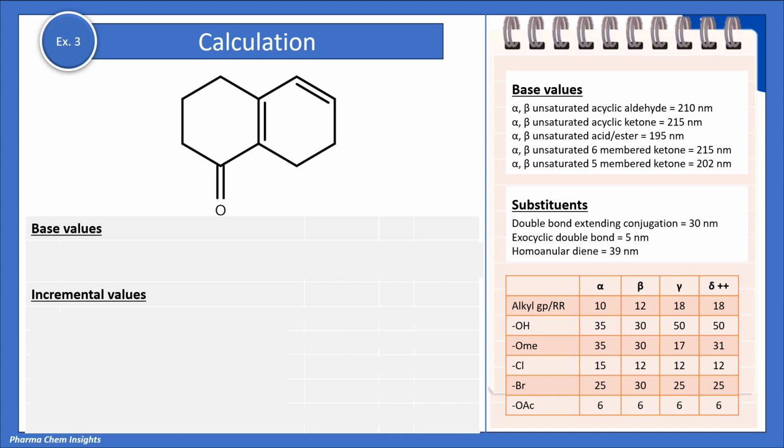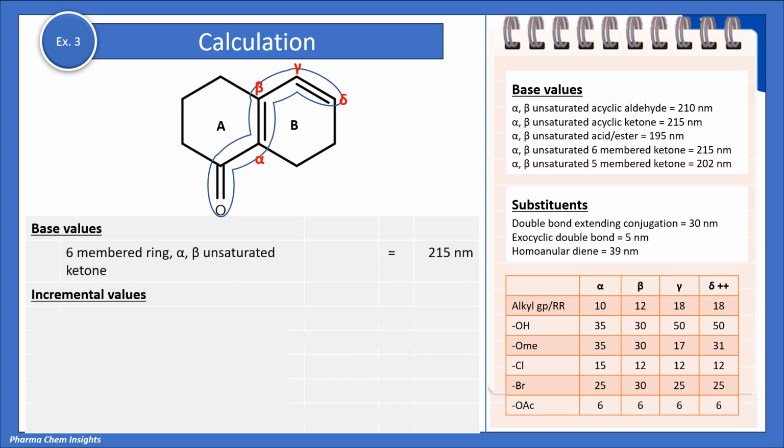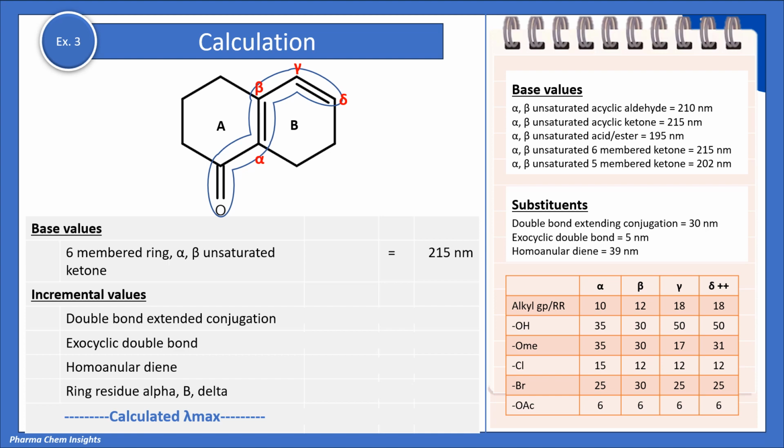Okay, let's move to example 3. Let's name the carbons first, which are next to carbonyl group. Then we'll name the rings as well for better understanding. So let us identify the base value. We have 6-membered cyclic ketones, so base value is 215 nanometer. We have extended double bond conjugation, and hence the increment is 30 nanometer.